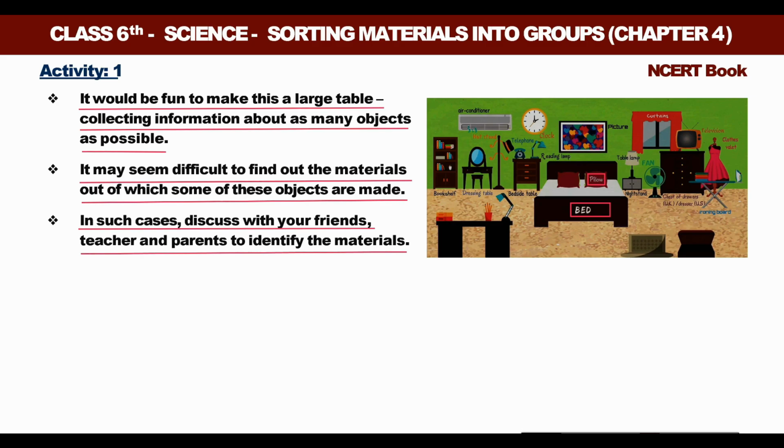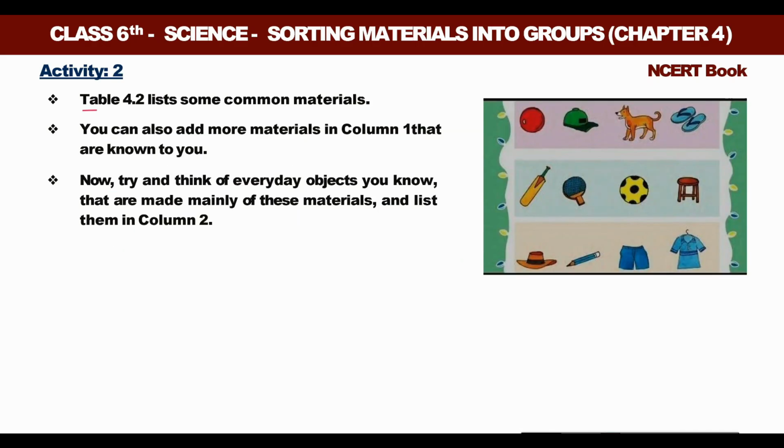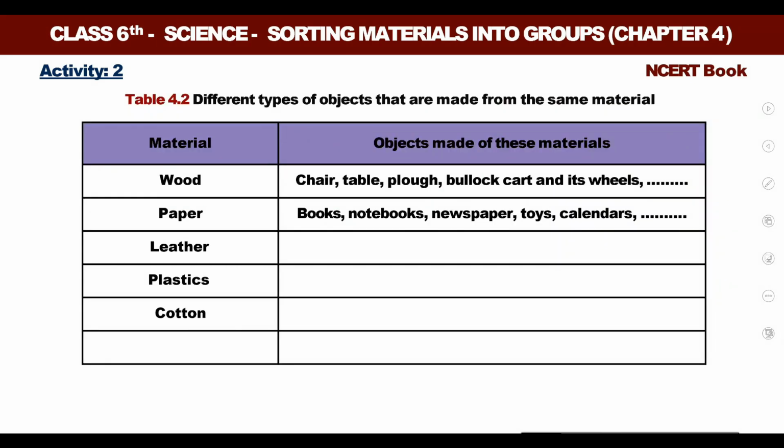So everywhere you have to categorize, go and ask, sir, it is made up of what. तो ये आपके दिमाग में धीरे धीरे क्लियर होने लग जाएगा. Table 4.2 lists some common materials, and you can also add more materials in the column that are known to you. आप इसमें और भी हम जोड़ सकते हैं. Now try and think of everyday objects you know that are made mainly of these materials and list them in column 2. So here we have different types of objects that are made from the same material.